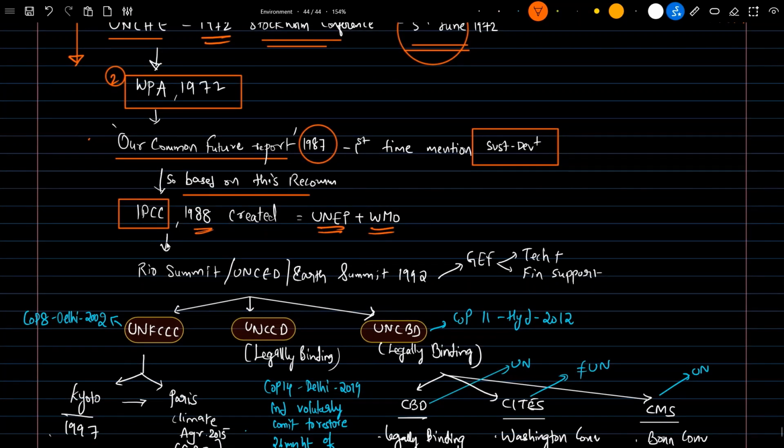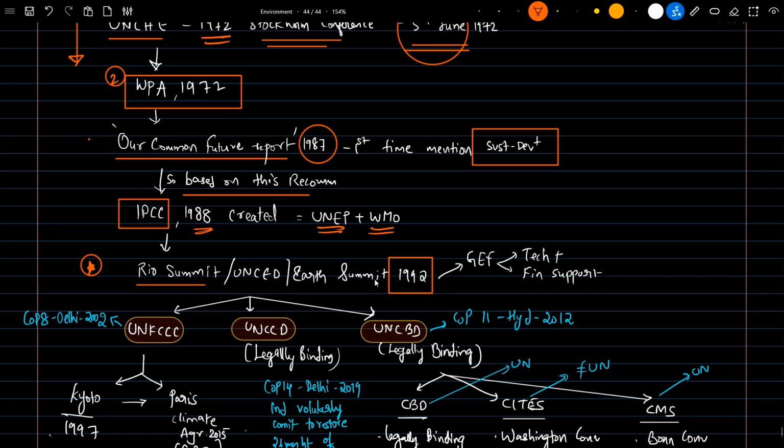So this is the IPCC, Intergovernmental Panel on Climate Change. After it was created in 1992, a historical event took place. It is the most important thing. It happened at Rio, hence it is called the Rio Summit.